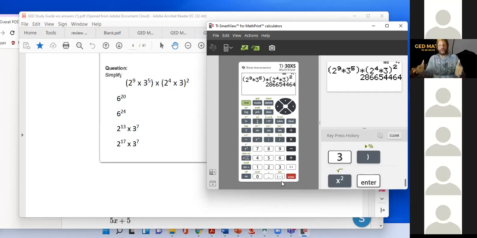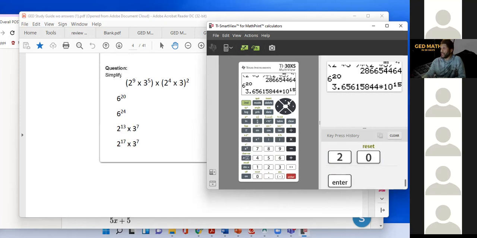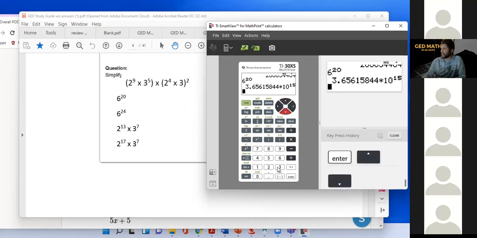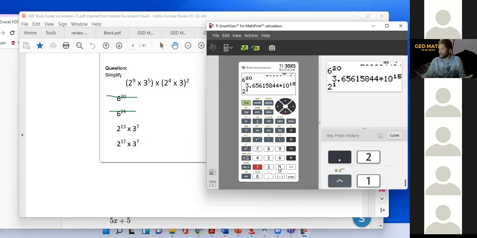All you're trying to find out is which of the multiple choice is equivalent to that. So just go down to the multiple choice. 6 to the 20th power. Are they equal? No. Well, if 6 to the 20th is not it, you know 6 to the 24th is not it because that's even bigger. So go to the next one. 2 to the 13th times 3 to the 7th. Is that equal? No. Go to the last one.